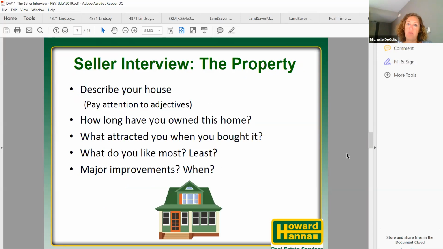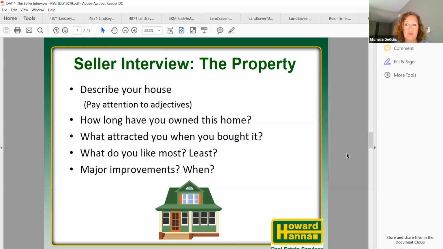Next, we want to find out about the property. This is an interesting exercise when you're talking to a seller about the property, because during that time you're going to pick up the clues about how they feel about their home. Sometimes you might meet a seller who is very detached from their home. Maybe they haven't lived there very long. They were transferred here for a job, and now they're getting transferred out again, and they didn't raise their family in the home. So maybe there's more of a detachment to it, and they're like, just get me the best price for the amount of money.